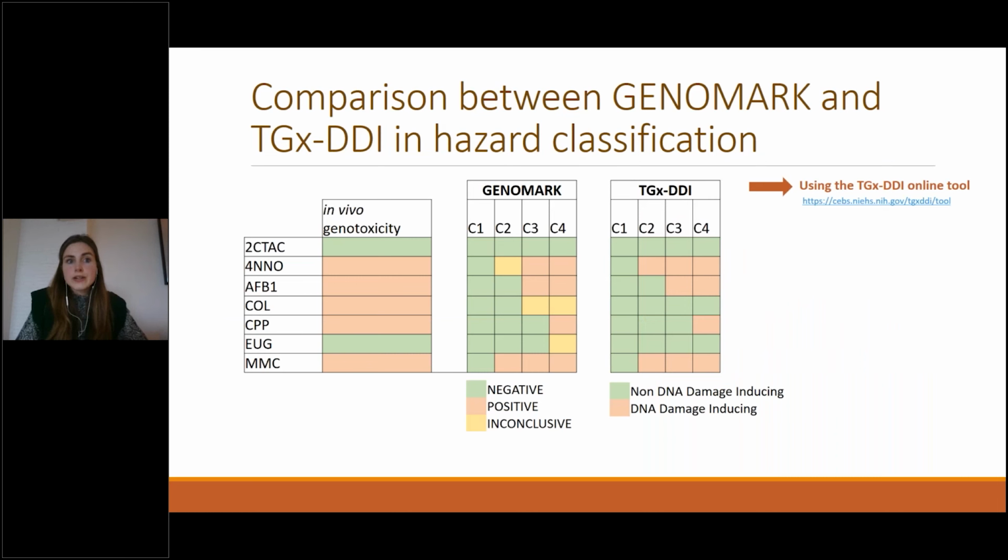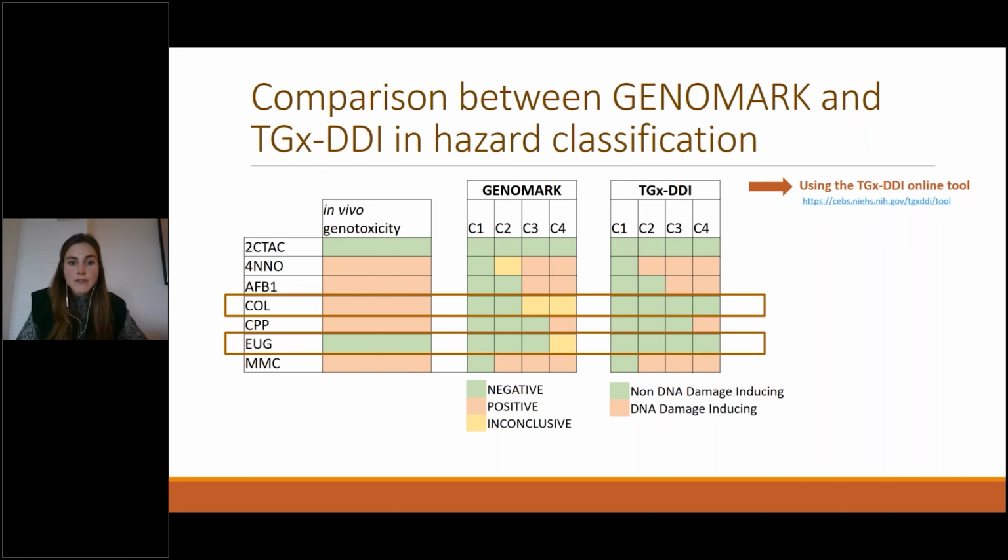Then we wanted to compare the prediction performance between GENOMARK and another transcriptomics-based biomarker for the hazard classification. So next to the TGx-DDI biomarker, which is a biomarker that was developed in a collaborative project between Hazy, Georgetown University, also the National Toxicology Program, and Health Canada, we used their online tool to upload our gene expression data. And the results of the predictions made by TGx-DDI are very similar to the output of the GENOMARK in the 4 concentrations. And this is very nice to see.